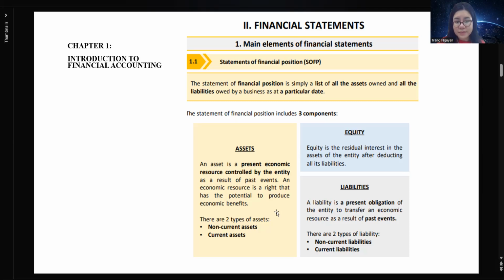And how about equity? Equity is the residual interest in the assets of the entity after deducting all its liabilities. And how about liabilities? A liability is a present obligation of the entity to transfer an economic resource as a result of past events. There are also 2 types of liabilities. The first is non-current liabilities, and the second is current liabilities.